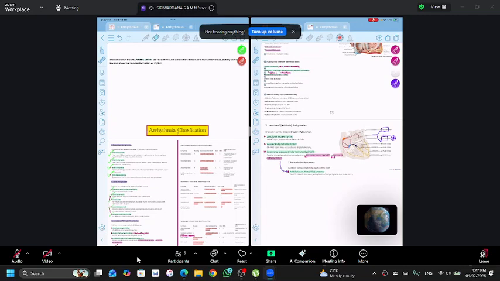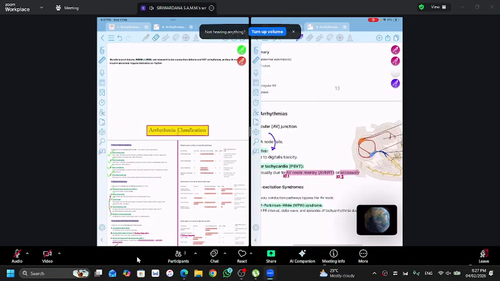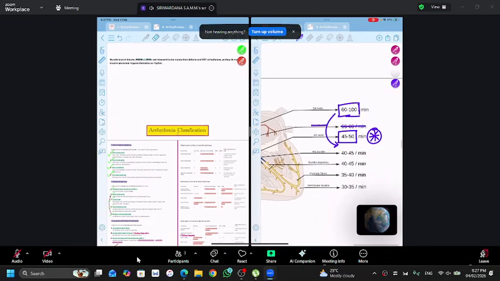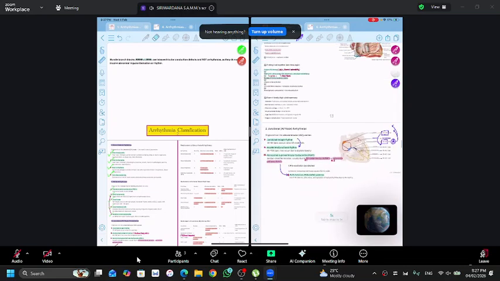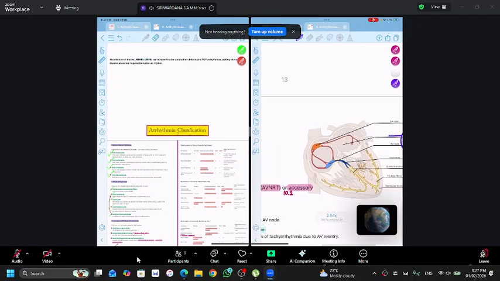The next phase is called the accelerated junctional rhythm. So, junctional escape rhythm, and the next in line is the accelerated junctional rhythm. What happens there is now we have a true pathology of the AV node. This leads to the intrinsic rate of the AV node going to that of the SA node. Not exactly above, but going precisely to the rate of the SA node.